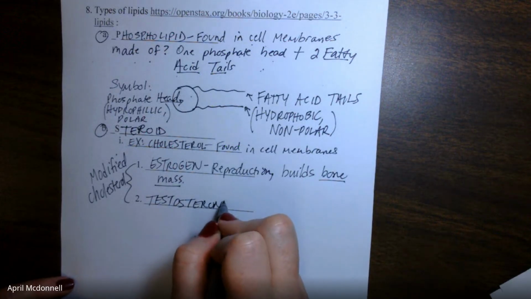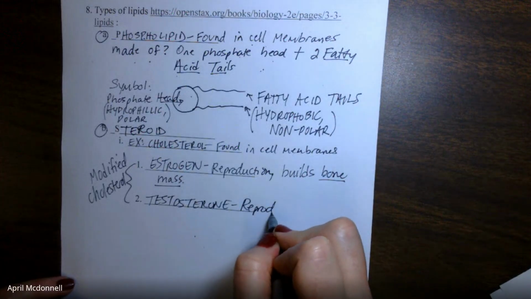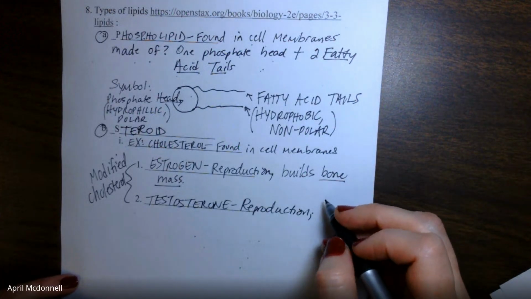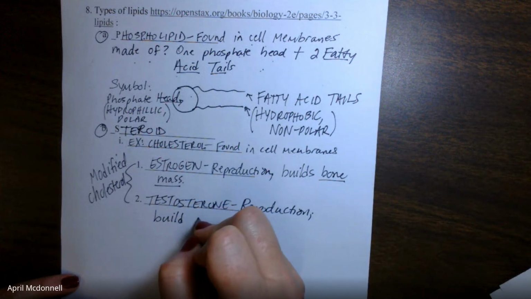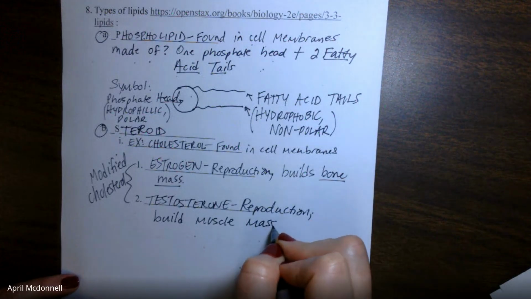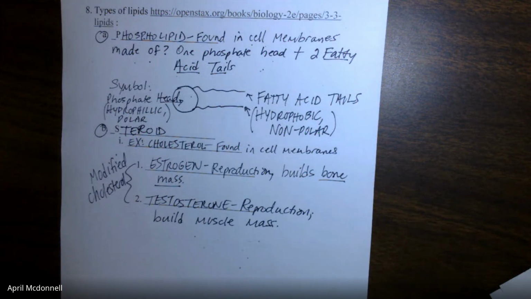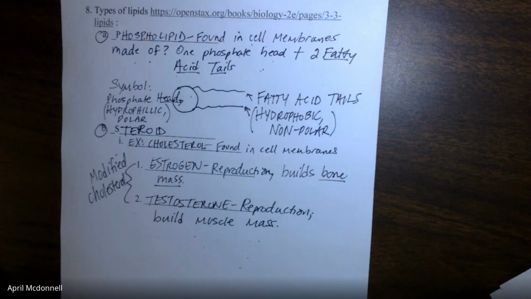The other type of modified cholesterol to mention is called testosterone, which again, its major function is reproduction. We want to mention that testosterone is also needed to build muscle mass. Building muscle mass can be an attractive quality for testosterone, and therefore supplements of testosterone may be taken or abused. You may have heard something like this in the news or read it online. Abuse of testosterone is usually called anabolic steroid abuse.